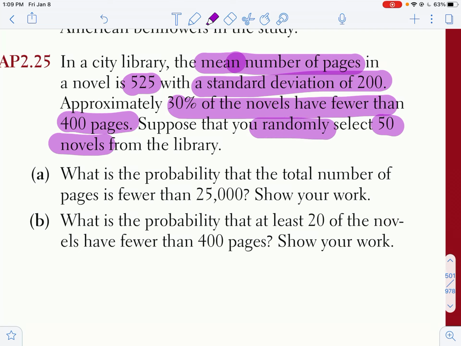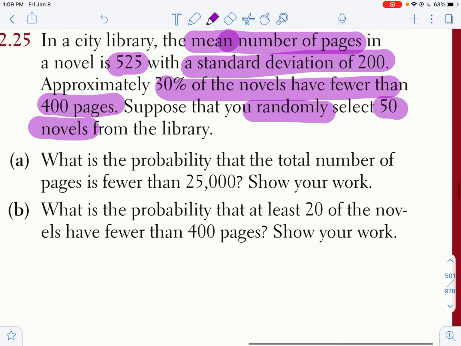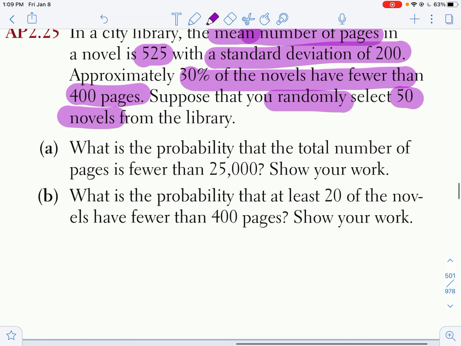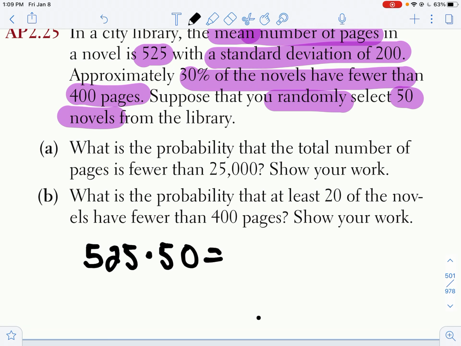Now we have two questions here. First question is, what's the probability that the total number of pages is fewer than 25,000, and they ask us to show our work. All right, here's the approach I would take. For a single book, you're looking at 525 pages. So if you're going to be doing 50 books, all you have to do is do 525 times 50.